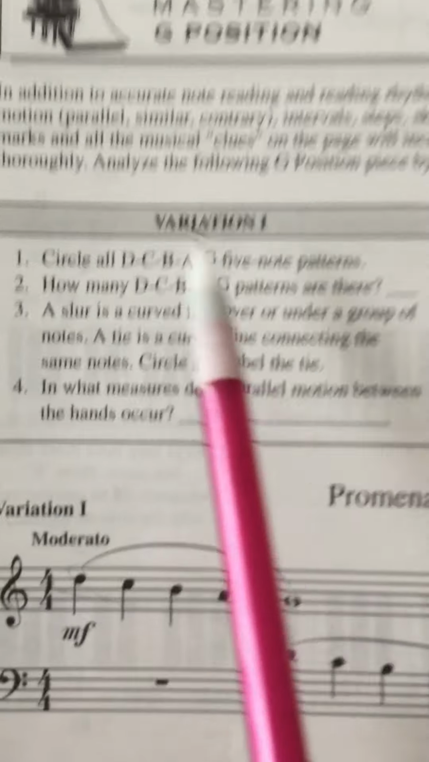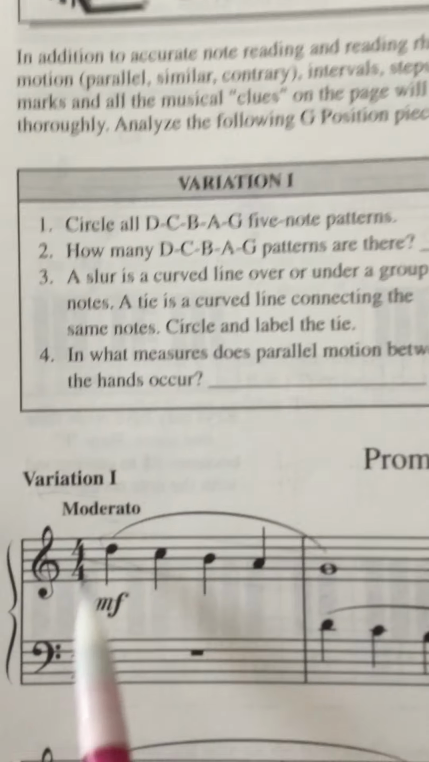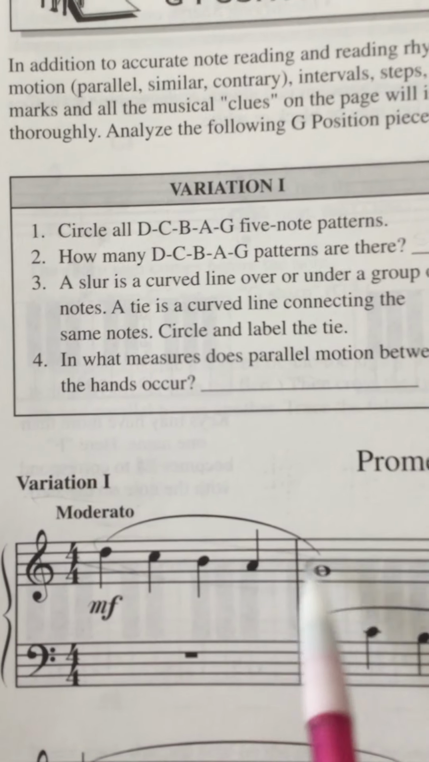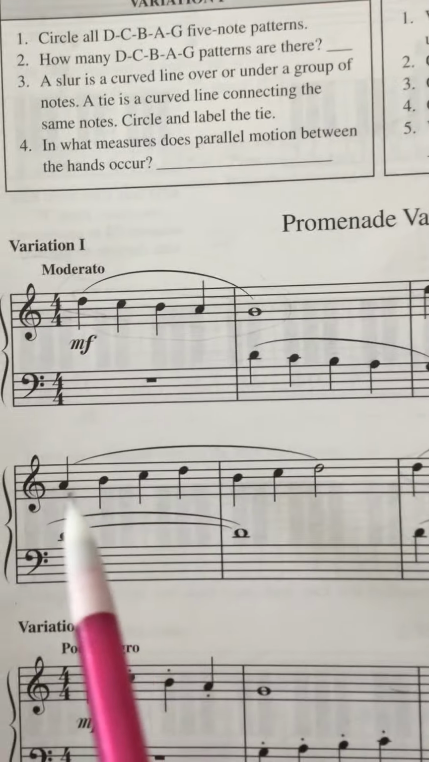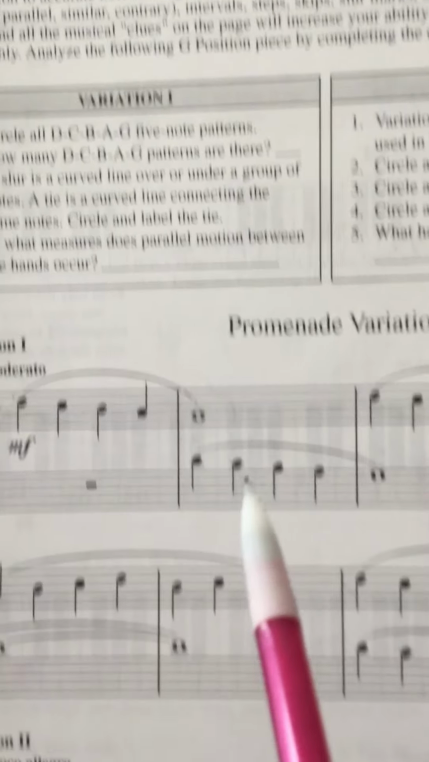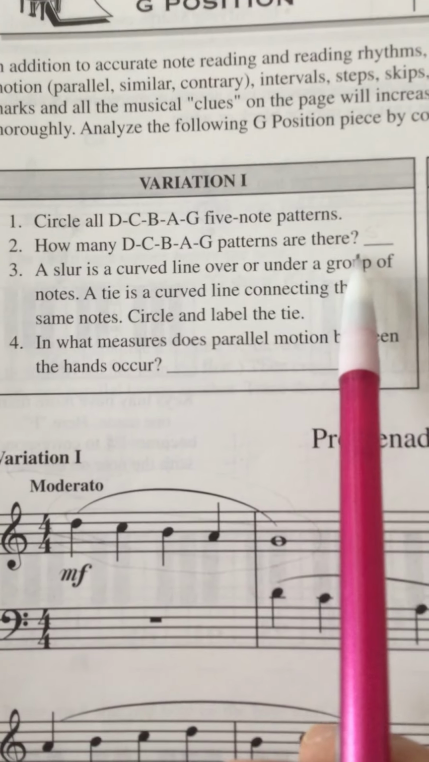All right. So at the top, they say circle all D, C, B, A, G 5-note patterns. So basically, anytime you see D, C, B, A, G, you're just going to draw a circle around those. And there's a lot of them. But again, it's just in those first 2 lines. You don't need to circle any other ones that you see in the bottom line. How many of them are there?